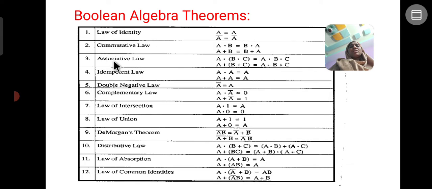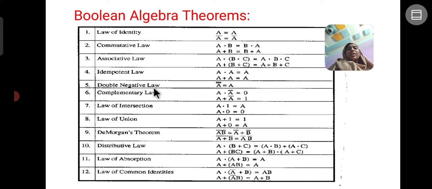The third law is the associative law: A dot B dot C equal to A dot B dot C, and A plus B plus C equal to A plus B plus C. Next is the idempotent law: A dot A equal to A, and A plus A equal to A. Whenever A is 0, 0 into 0 equal to 0, or 1 into 1 equal to 1. So A into A equal to A. And 0 plus 0 equal to 0, 1 plus 1 equal to 1, the ORing function. So when both the inputs are the same, the output is also the same.